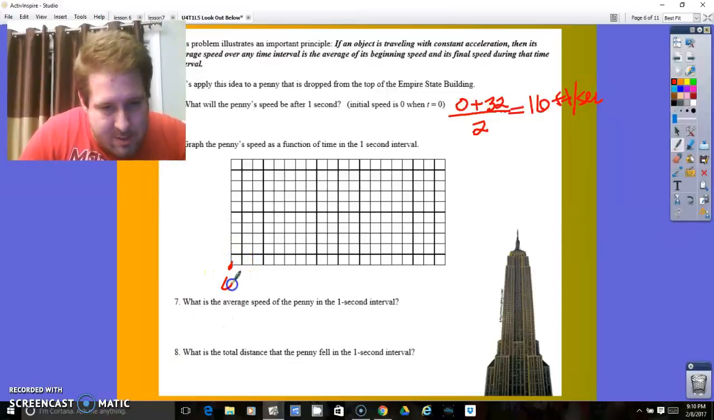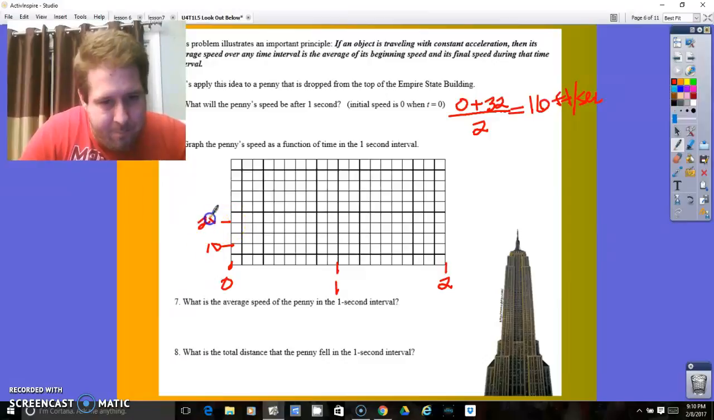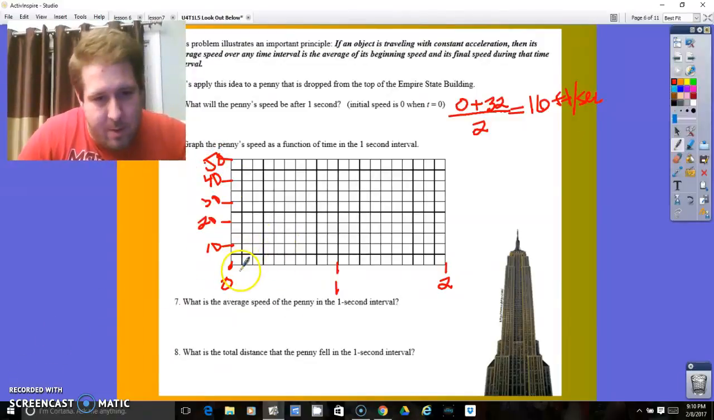So we know this was 0, and I'm going to go by tenths. 1, 2, 3, 4, 5, 6, 7, 8, 9, 10. So that's 1 second, and that's 2 seconds. I can go by fives again, setting up my graph. So that would be 30, that would be 40, and that would be 50. All right, I see how my time's going a little bit high here. So that would be 32 right there. So it would go like that, okay?